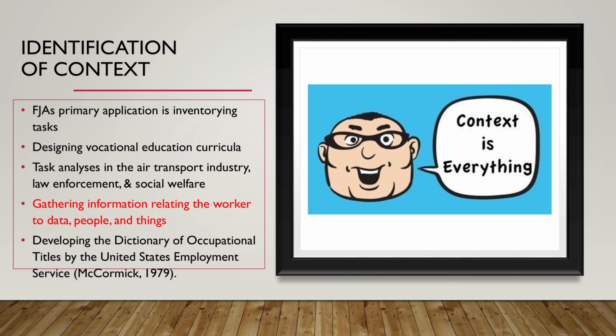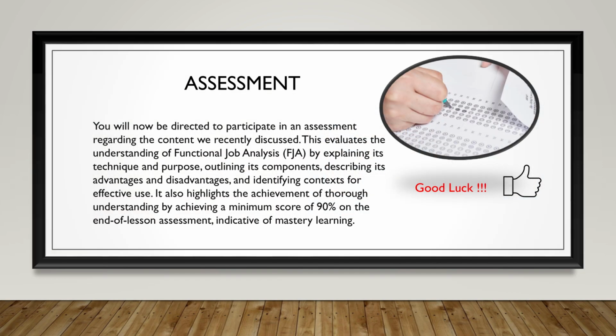You will now be directed to participate in an assessment regarding the content we recently discussed. This assessment evaluates your understanding of the functional job analysis by explaining its technique and purpose, outlining its components, describing its advantages and disadvantages, and identifying context for its effective use. It also highlights the achievement of thorough understanding by achieving a minimum score of 90% on the end of lesson assessment.